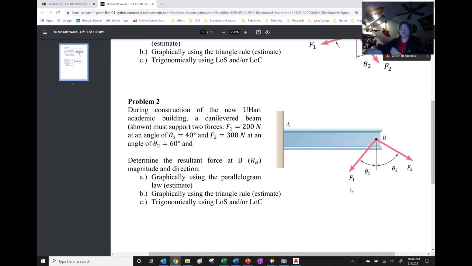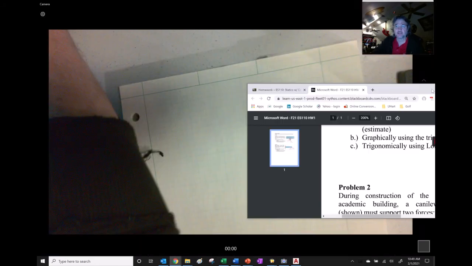So here's problem 2 of the homework, where we have now this cantilever beam, and it has forces F1 and F2 on it, and we want to find the resultant graphically using parallelograms and graphically using triangles, and then we can also find it trigonometrically. I can't pronounce that. Using law of sines and law of cosines. So here we go.